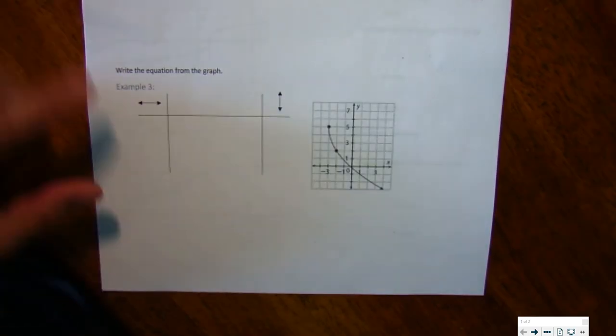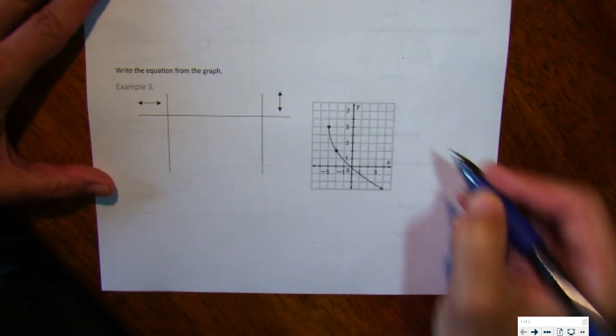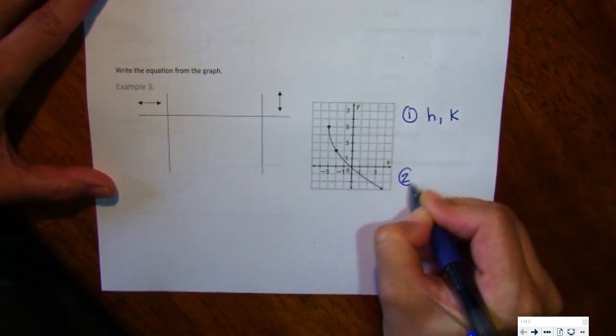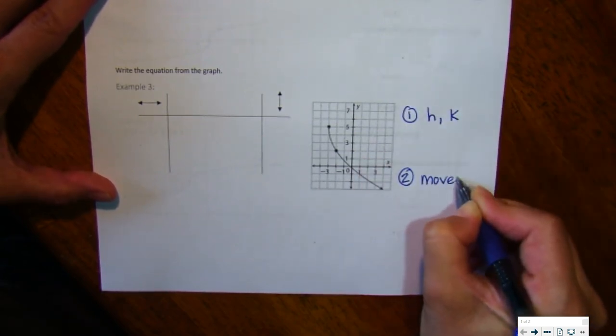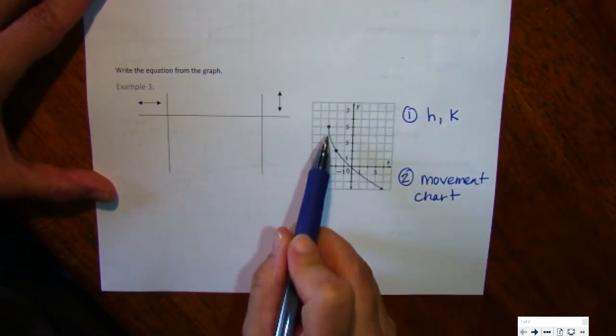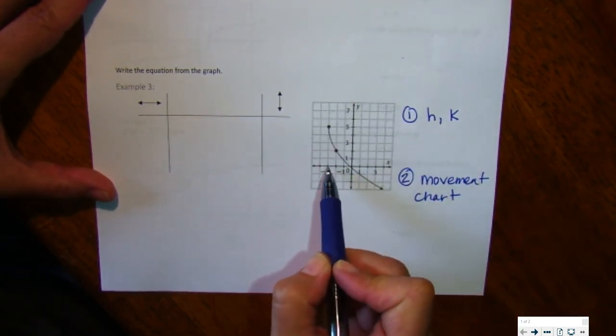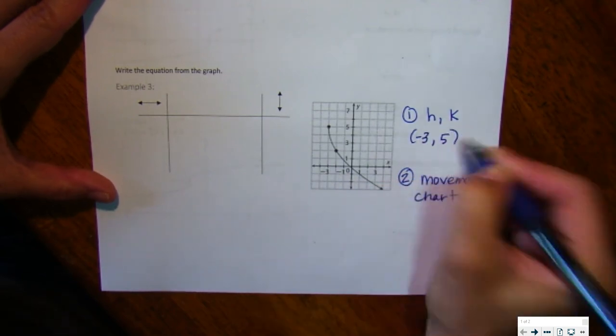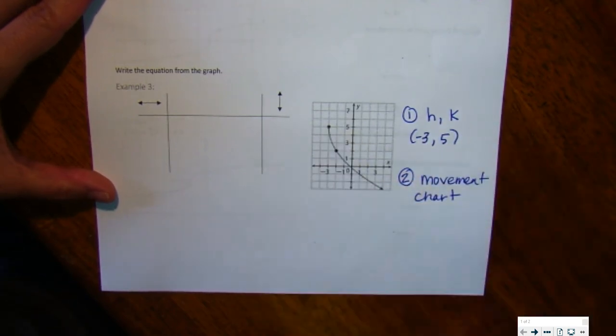The next graph is similar to the first one. We have to write the equation. The first thing we need to do is identify HK. The second thing we need to do is work on our movement chart. So if you look at the graph, we know that HK is going to be -3 and +5. Just double checking my work there. That seems to be correct.